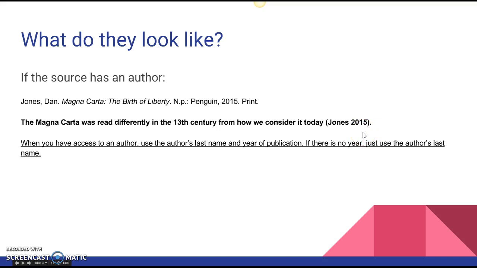If I didn't have a year of publication for this source, which will sometimes happen with websites, that's fine. You can just leave the year out. Include the year if you can. If there isn't a year, it's okay to skip it. Now, where this gets a little bit trickier is with websites that don't have authors. I know that this happens, so let's take a look at that too.